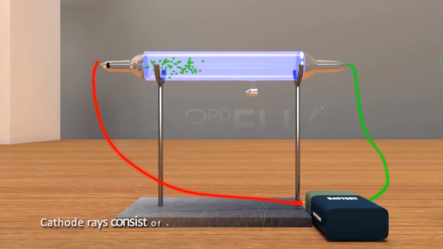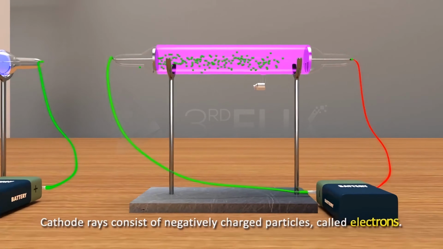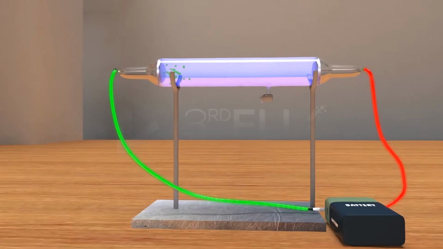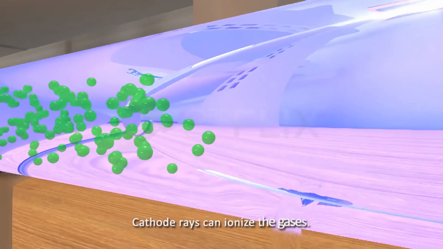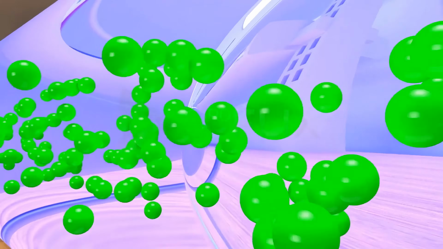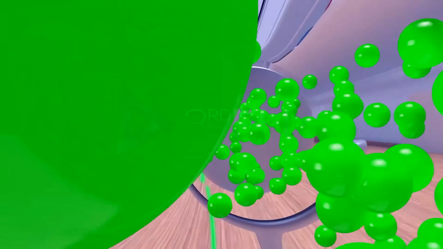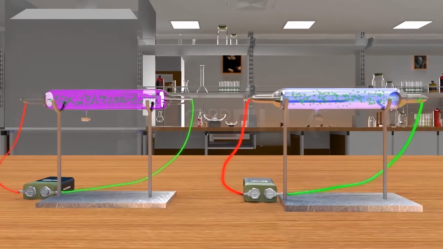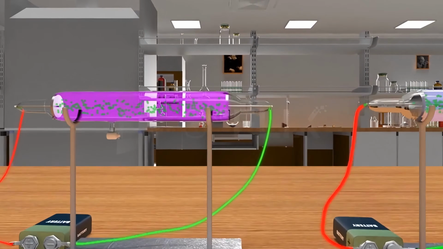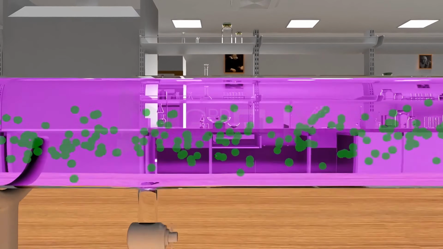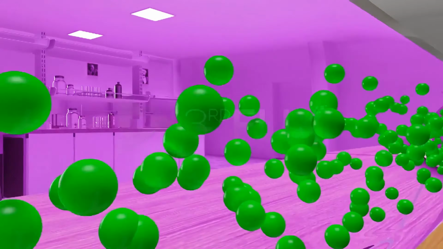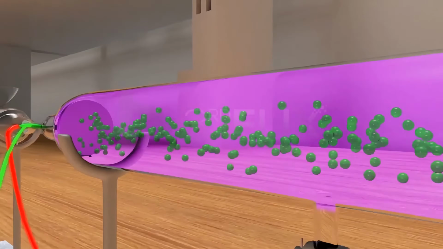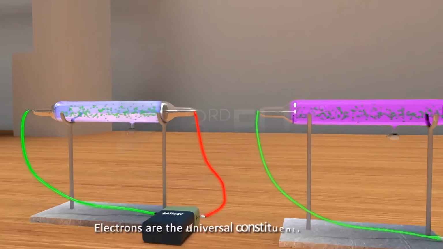When cathode rays were allowed to pass through different gases, glows of different colors were observed in the tube. These different colors were seen due to the ionization of gases. This confirmed that cathode rays could ionize the gases. Through a series of experiments, Thomson observed that the properties of cathode rays do not depend on the nature of electrodes or the nature of gases present in the cathode ray tube. This led him to conclude that electrons are the basic constituents of all matter.